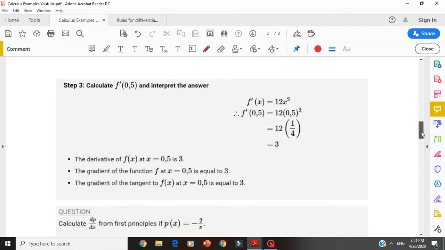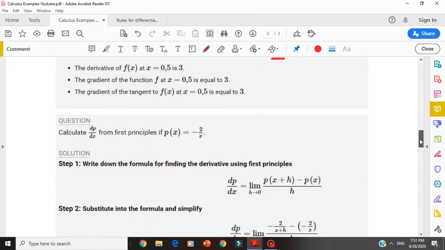Okay, so they say calculate f prime at the value x equals 0.5. So you found the derivative to be 12x squared. So wherever you see x, you're going to put 0.5. So 12 times half squared will become 12 times a quarter, which becomes 3.